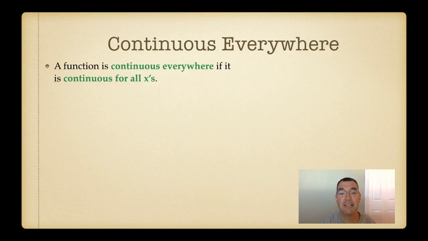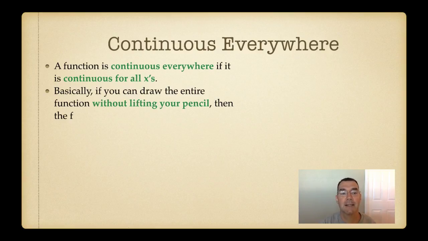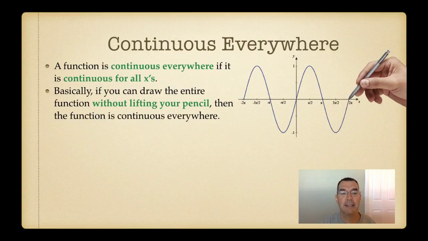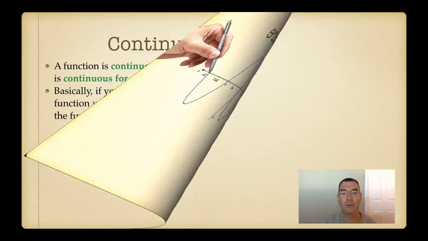All right, a function is considered continuous everywhere if it's continuous for every single point on that graph. Now, usually there are some where you know that they're continuous. Polynomials is an example of that. Basically, if I can draw the entire function without lifting the pencil for a break or for just a momentary dot before you continue on with the same path, if you can draw it without lifting your pencil, then the function is continuous everywhere.